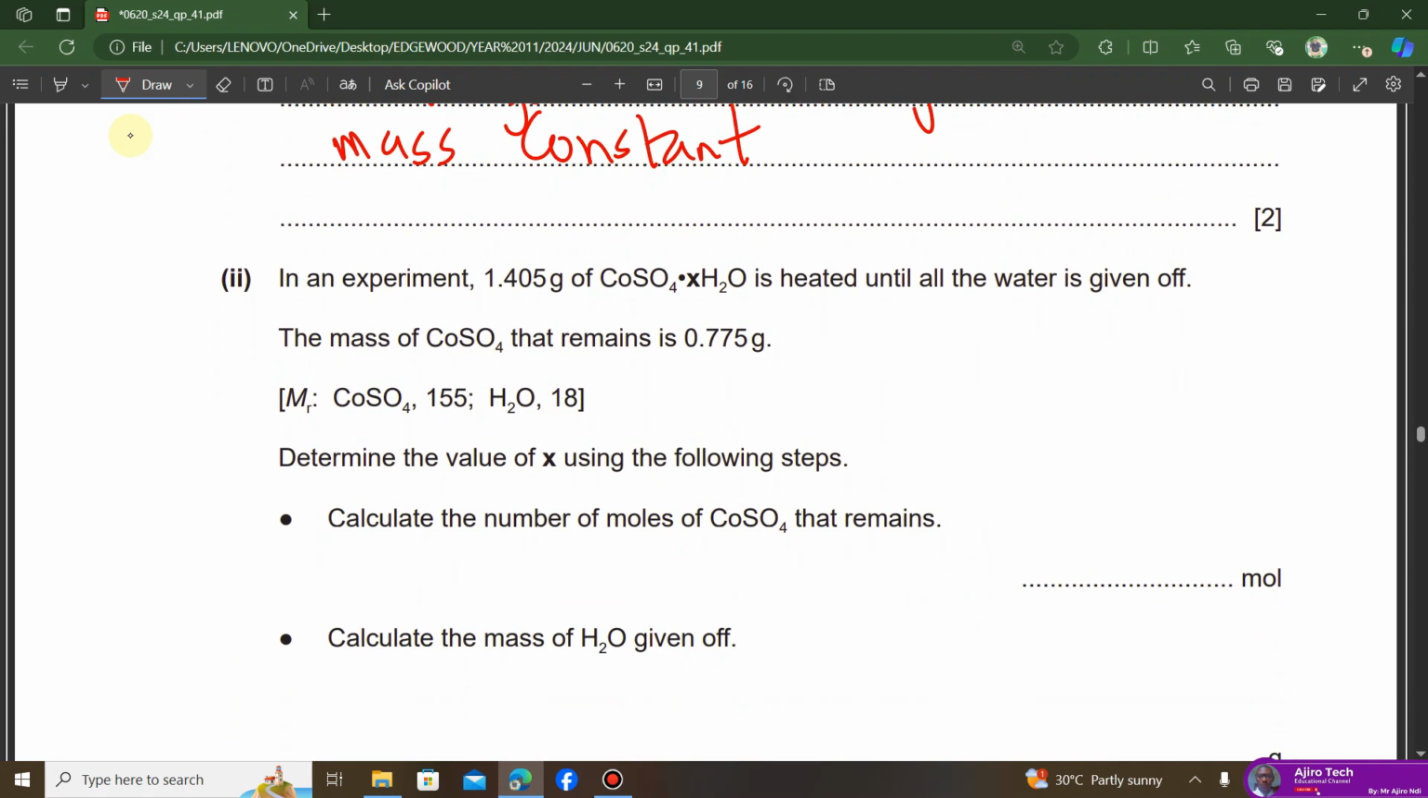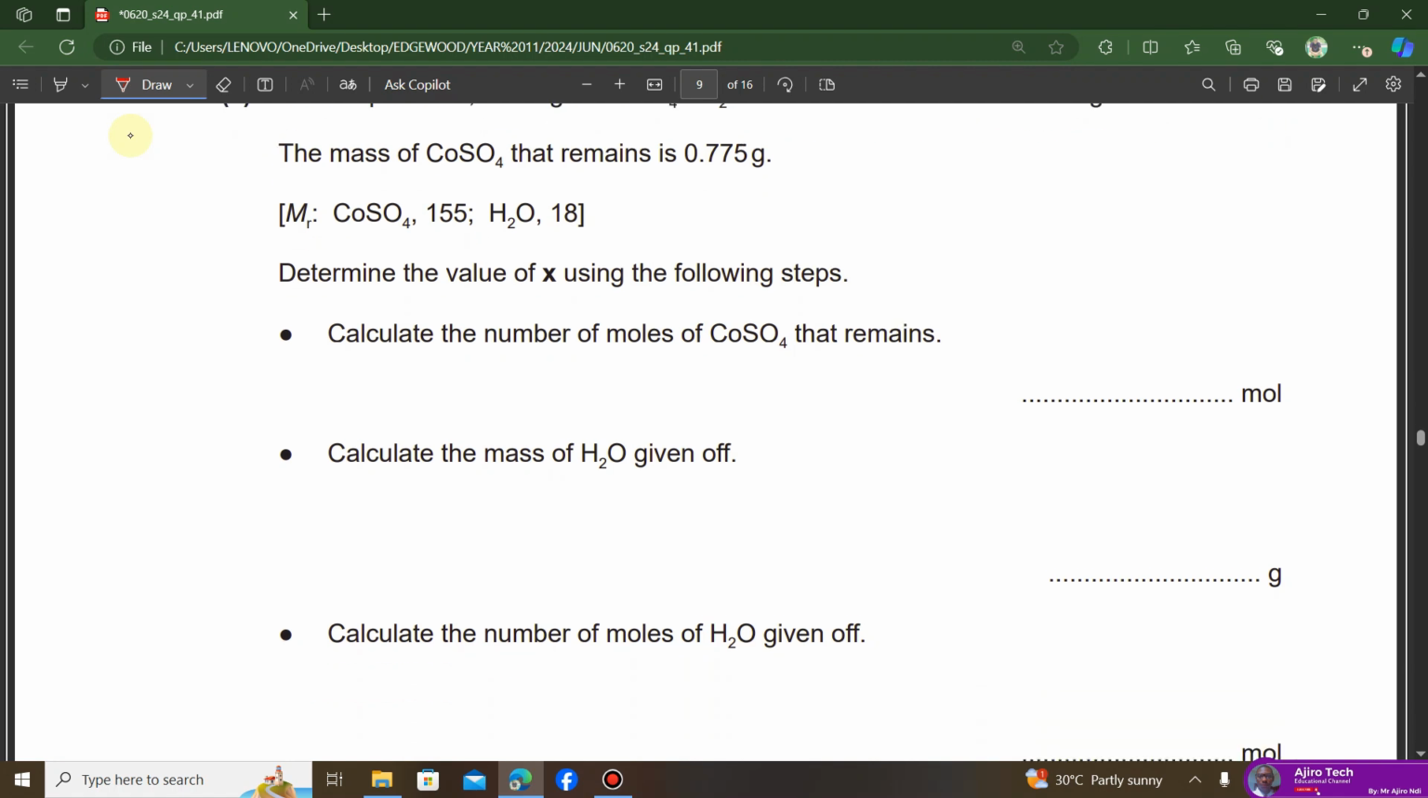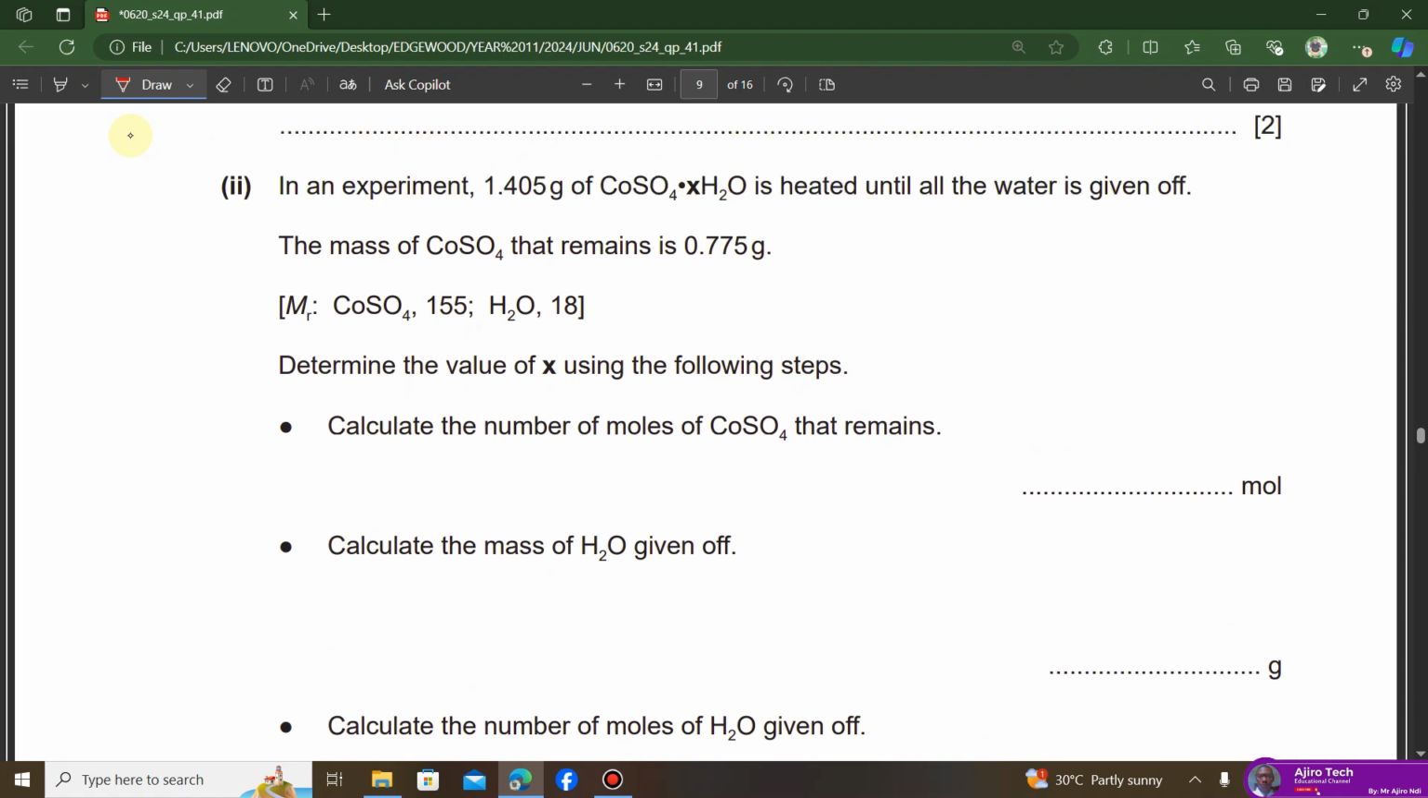All right. So moving to the next question, which involves calculation. In an experiment, we are asked to determine the number of moles of this. We have the mass of the hydrated substance. We also have the mass of the anhydrous substance. That means some water has been lost, and that is why this mass is lower compared to this. So how do we calculate the number of moles of the cobalt(II) sulfate?